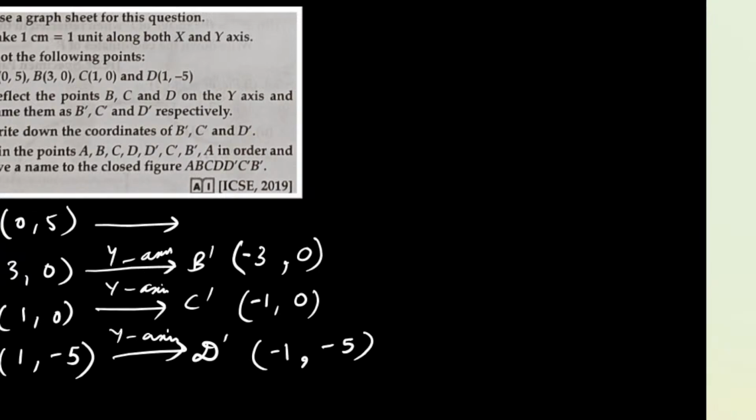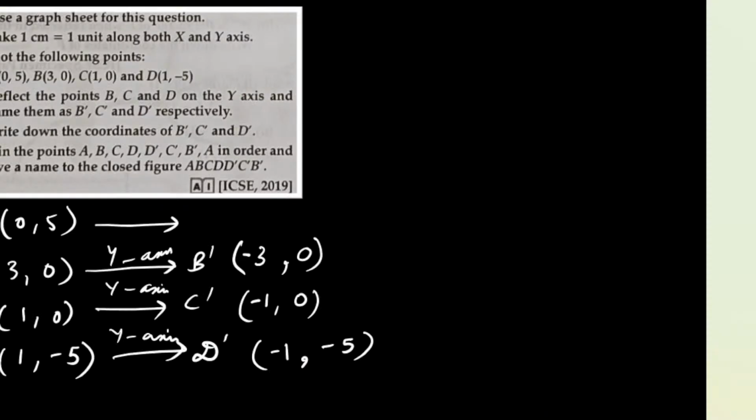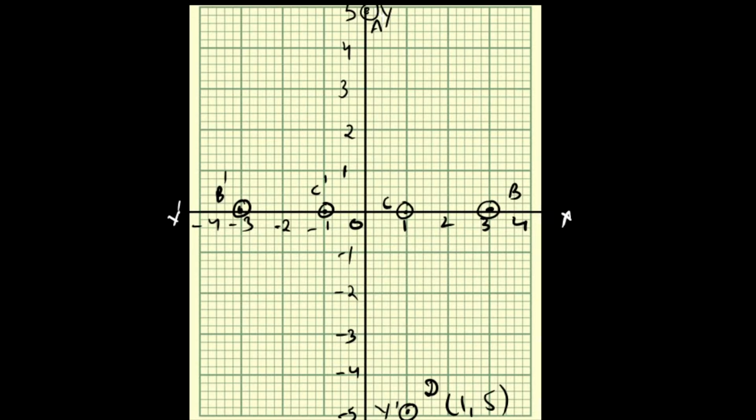Let us see now B dash (-3, 0). It will lie on the x-axis only, so B dash we can write here. Then C dash is (-1, 0). Again it is lying on the x-axis only, so y's value is 0. Then the third point D dash is (-1, -5). So here it will be (-1, -5). So this is D dash.